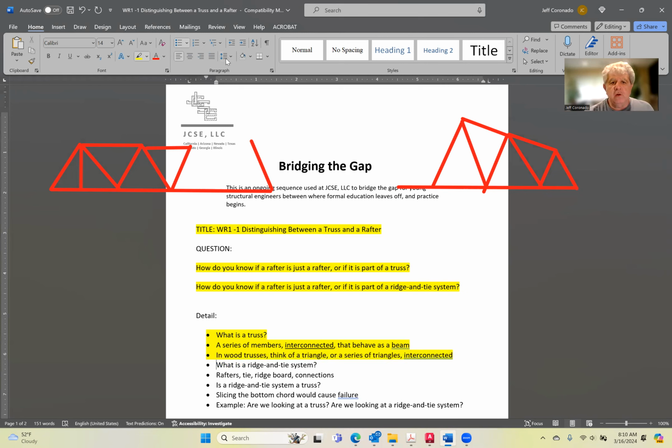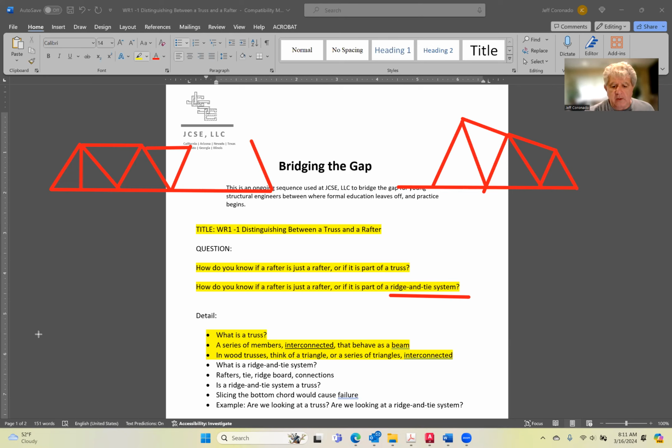Okay, now let's go to the other key thing that we have been talking about here, this ridge and tie system. All right, so what is a ridge and tie system? Let's see if I can clear this. You know what? Let me keep that. What is a ridge and tie system? Well, a ridge and tie system is a pretty straightforward framing concept for a roof, and this is, again, applicable to wood.